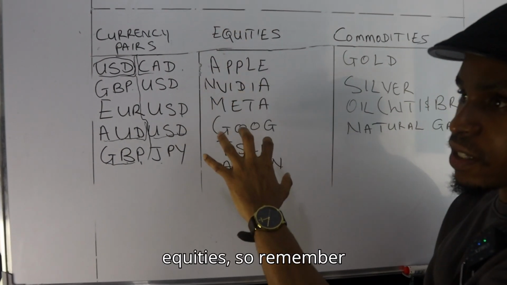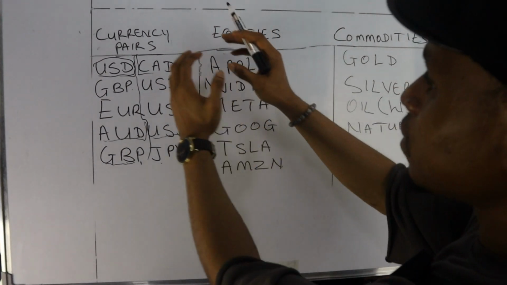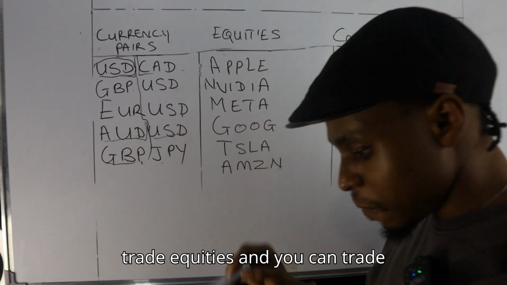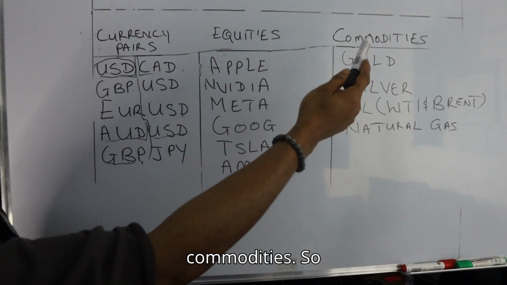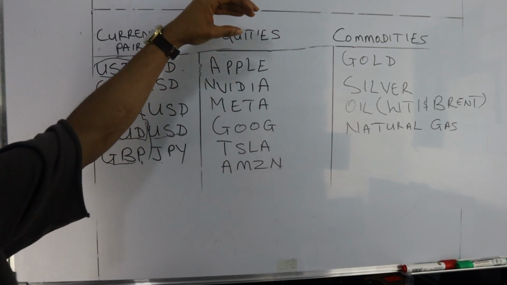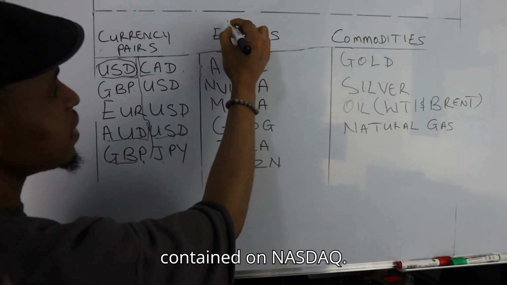Now coming into equities. Remember, you can trade currency pairs, you can trade equities, and you can trade commodities. So equities are contained on Nasdaq.